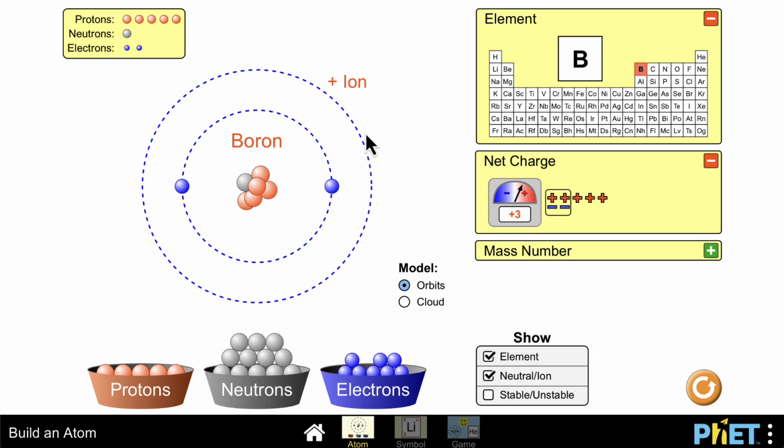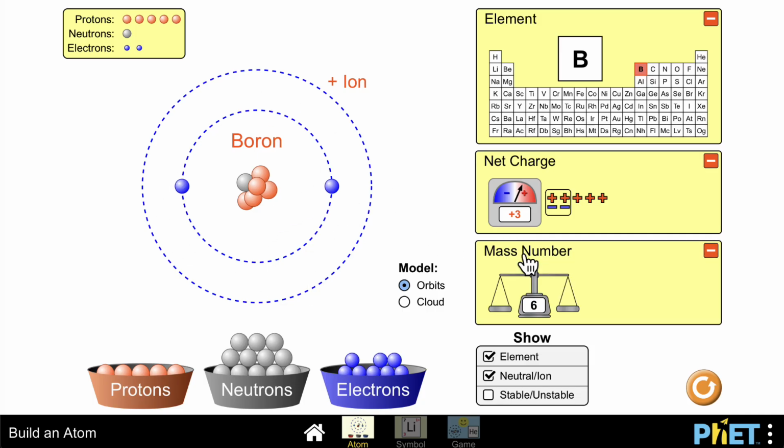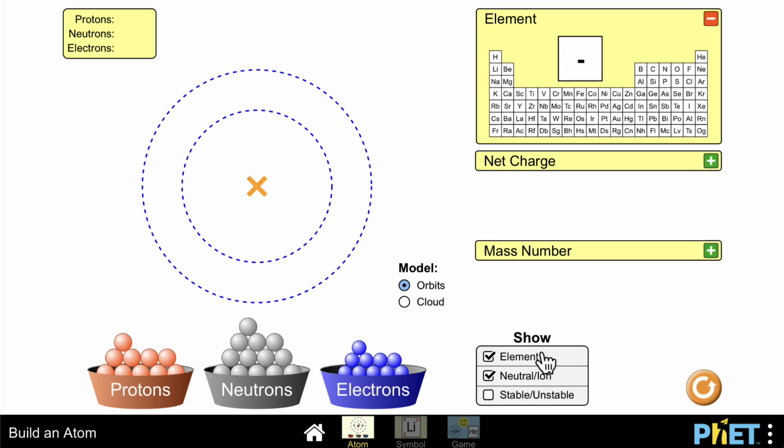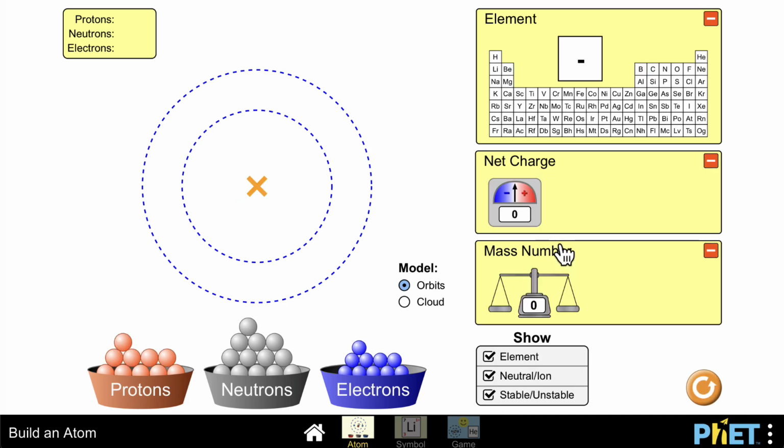So we explored how atoms can be modeled, we explored the mass number and the atomic number, and the net charge. Now let's see, what do we mean by stable or unstable? Of course you can hide the element name, you can show if it's neutral or ion, and now I can show if it's stable or not. So let's reset and let's start.